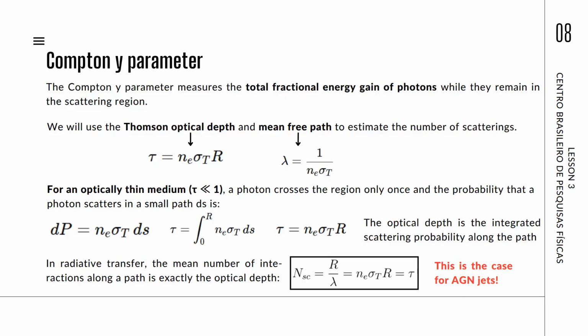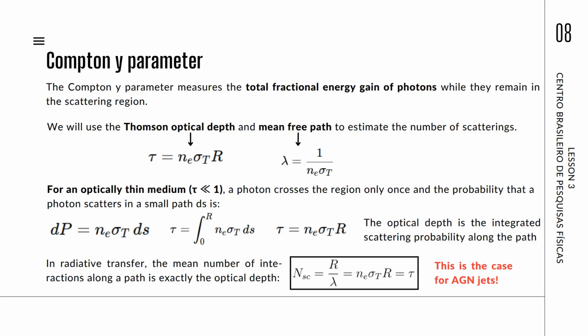So in radiative transfer, the mean number of interactions along the path is given by that. So this is the mean number of interactions, the size of the region divided by the mean free path. Makes sense, no? So if you divide the size by the mean free path, this one is equal to this, which is equal to tau. Okay, so the average number of scatterings in the regime of optically thin medium is identical to the optical depth. Okay, so what does this mean? This means that most of the photons will not interact. Eventually, one will interact, will be scattered. On the average, this will be the number of scatterings.